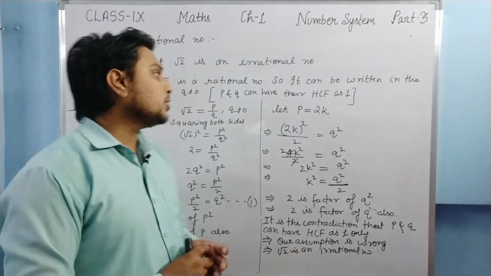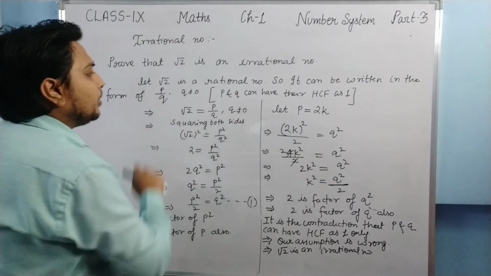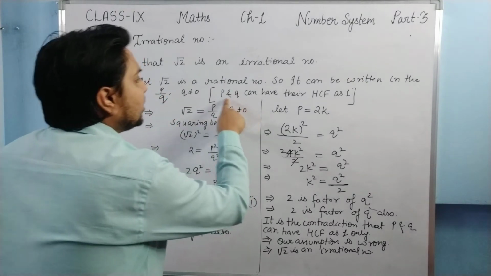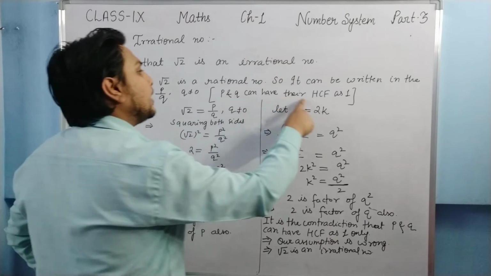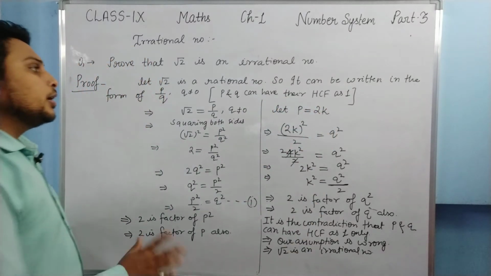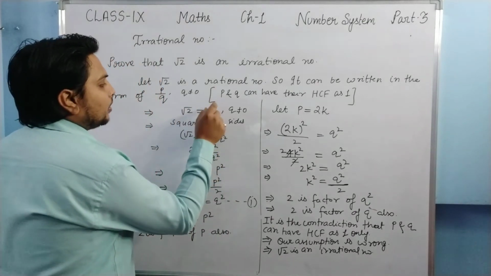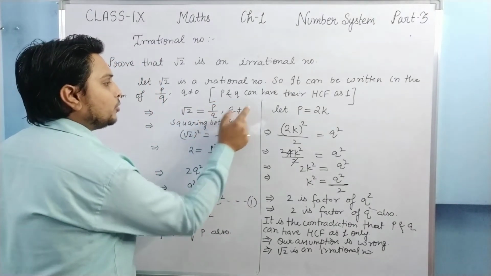that under root 2 is a rational number, so it should follow all the properties of a rational number. Suppose that under root 2 is a rational number which can be written in the form of p by q, where p and q, the numerator and denominator, have their HCF as 1. This property I have told you in the definition of rational number also. So see, under root 2 we have written in the form of p by q, where q is not equal to 0.